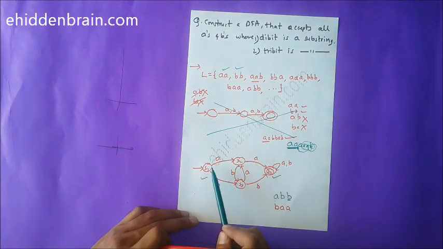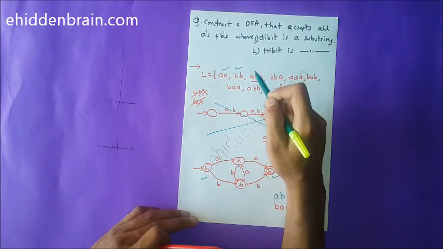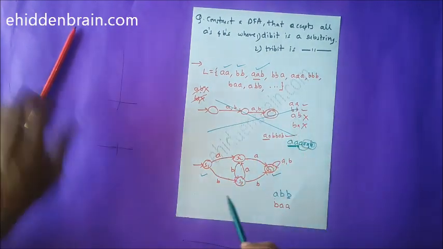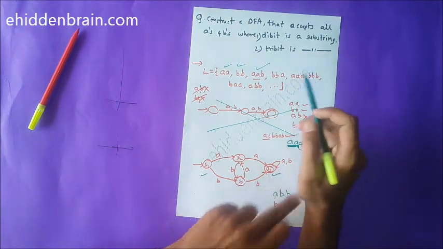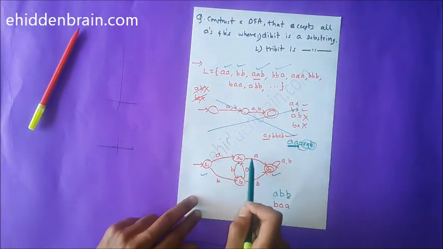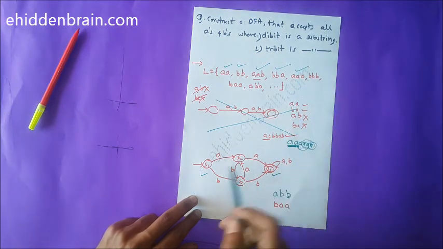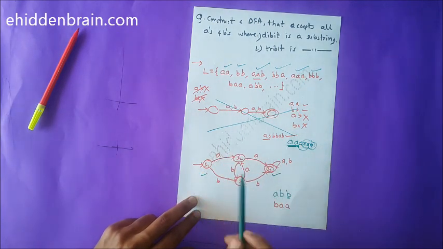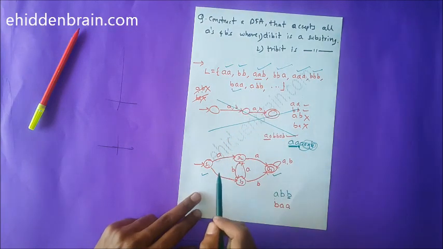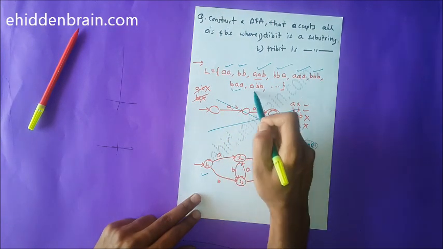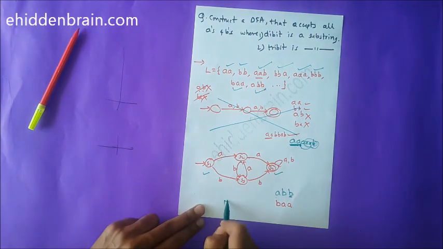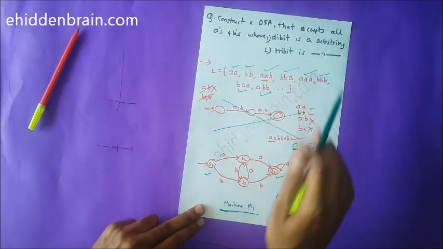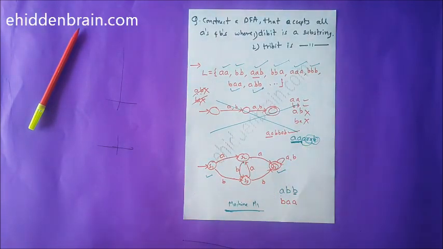Is AAB accepted? Yes, AAB is accepted. Is BBA accepted? Yes, BBA is accepted. Is AAA accepted? Yes, AAA is accepted. Is BBB accepted? Yes, similarly BBB is accepted. What about BAA? Yes, it is accepted. What about ABB? Yes, it is also accepted, and hence I think this is machine M1, which solves the first problem where Dibit is a substring.